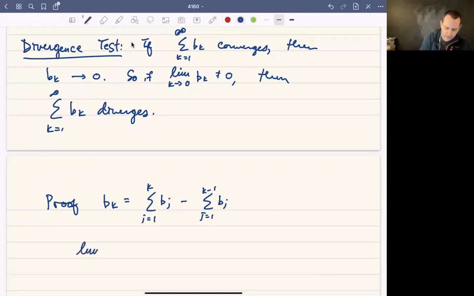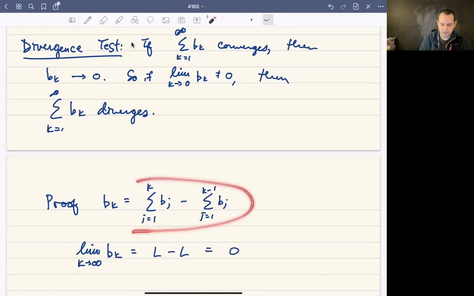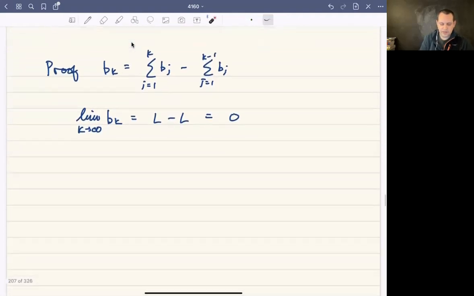So if we look at the limit of b sub k as k goes to infinity, this is going to be L minus L, because we're assuming that the series converges to some value L. And in particular, this value b sub k is going to go to 0. Okay, because both of these values are going to converge to L. So I don't want to call that exactly a proof, but that's the main idea in the proof. I don't think there's really any details that we need to worry about.